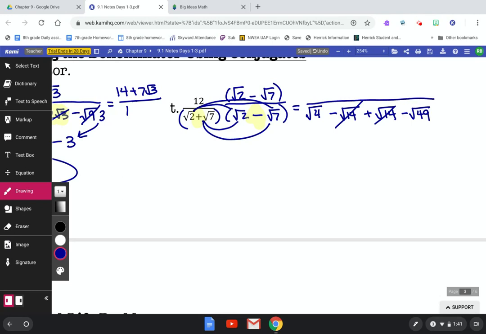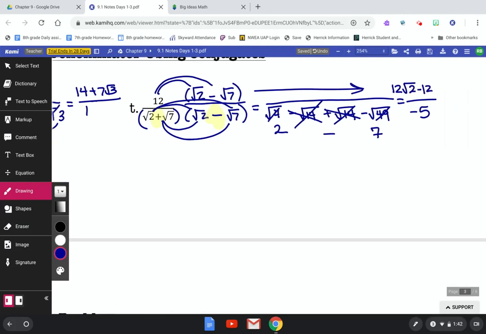These simplify. Square root of 4 goes to 2. Square root of 49 goes to 7. So these symbols are gone. We have 2 minus 7, which gives you a negative 5 in the denominator. Great, we've done our goal of getting rid of the radical symbols in the denominator. Now on top, let's distribute the 12 to root 2 and negative root 7. So we get 12 root 2 minus 12 root 7.